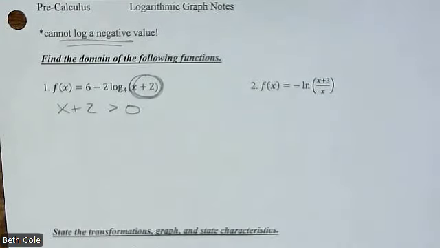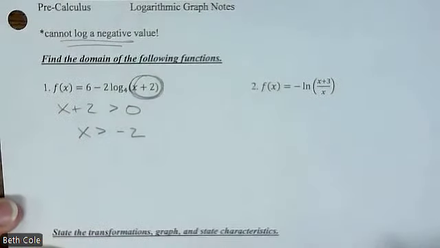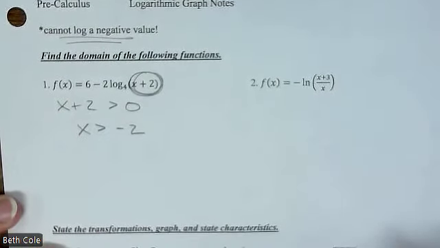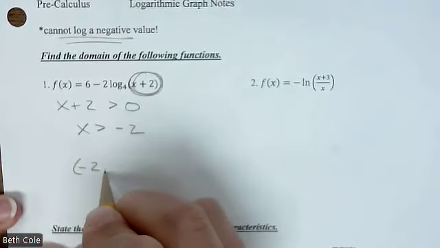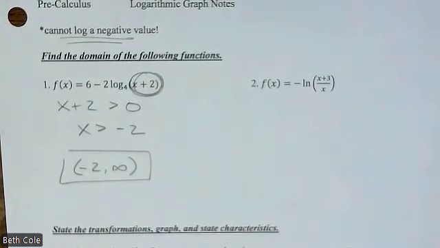What would you do to both sides? Yep. -2, we want to stay bigger than -2. And so when you write that in your interval, it's -2 to infinity. You want -2 and above.